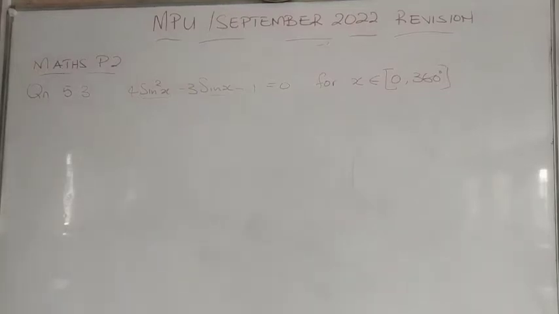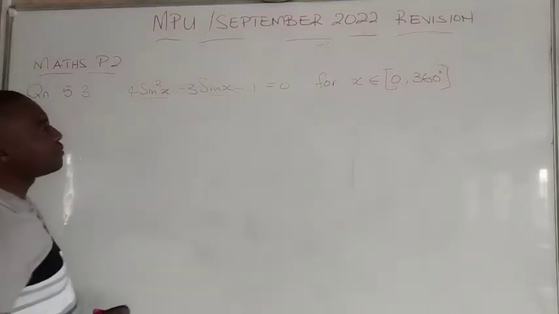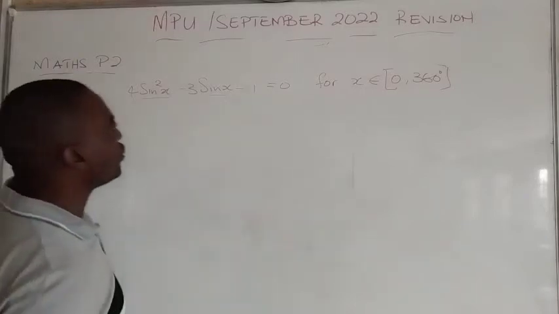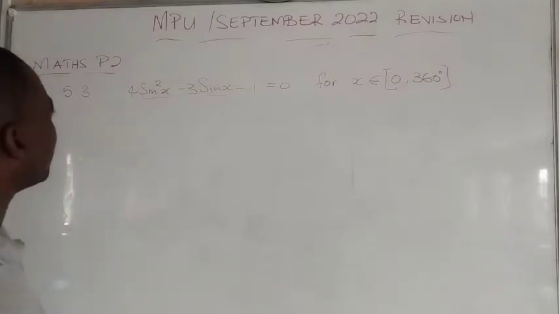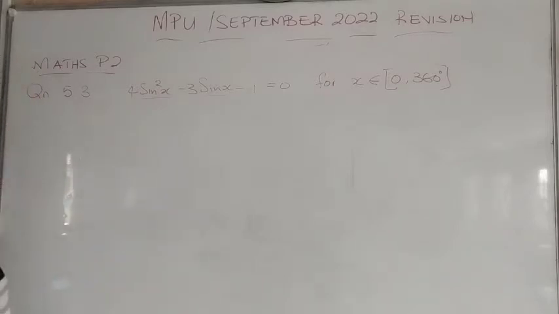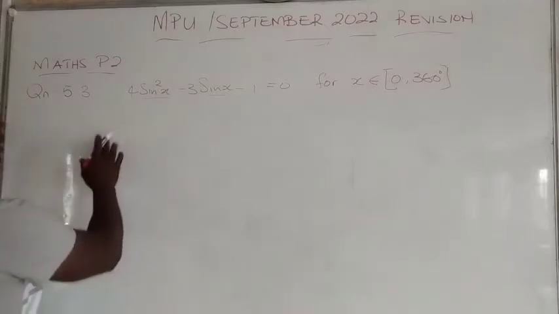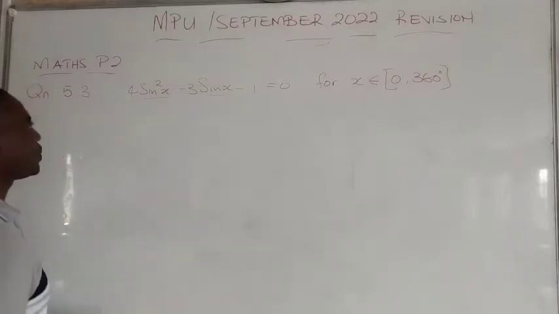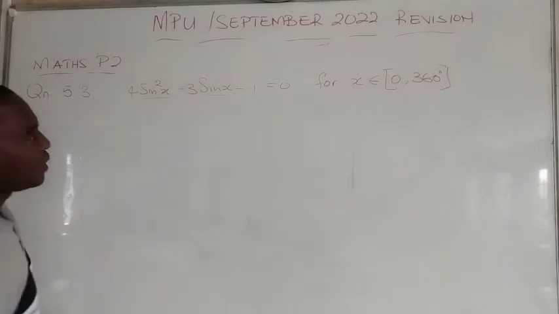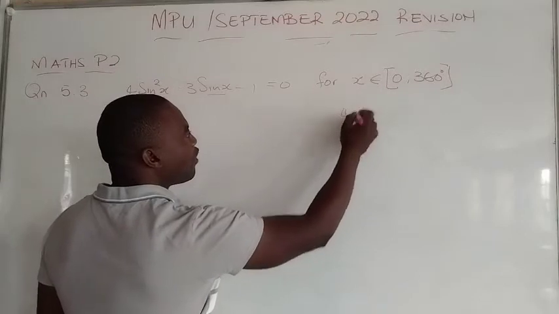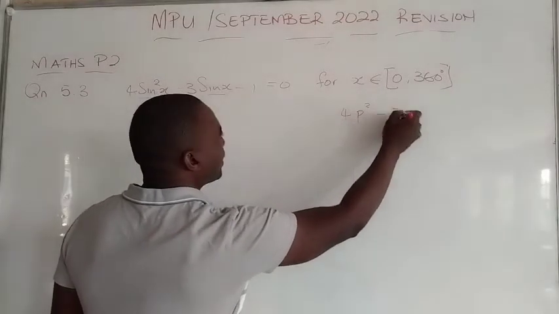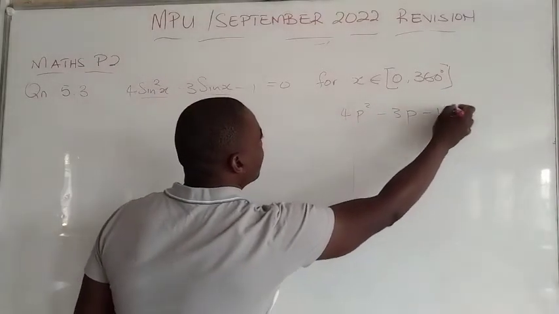5.3, it's a quadratic equation, and just checking if it is arranged well. That is 4 sine squared x minus 3 sine x minus 1, which is equal to 0, which is arranged very well. So we need to factorize this. Remember, this is the same as 4p squared minus 3p minus 1 is equal to 0.